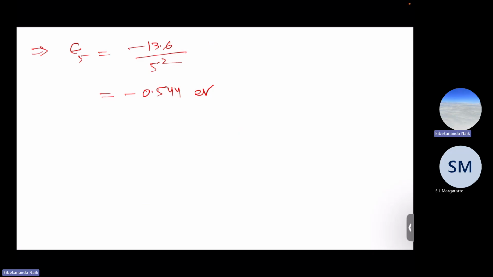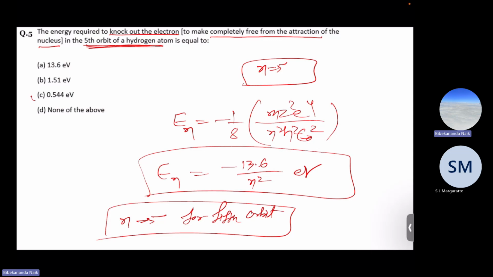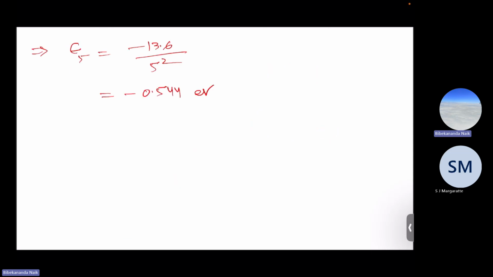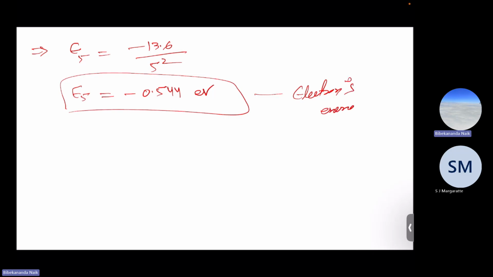Now if you see the options, options are all positive: 13.6, 1.51, 0.544, or none of the above. So will the correct answer be none of the above? No. The correct answer will be option C, 0.544 eV. But how is it positive? Because this E5 is the energy of the electron, that is the energy an electron has when it is present in the fifth orbit of the hydrogen atom.